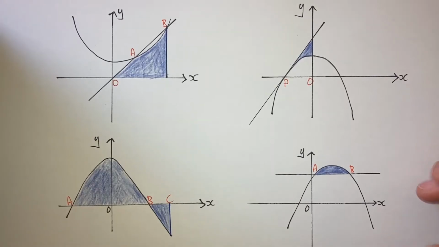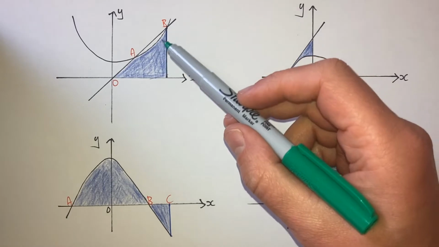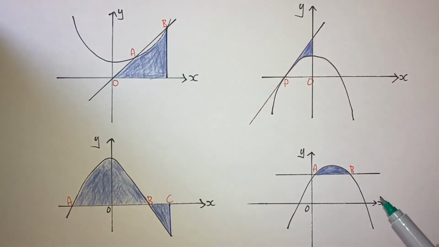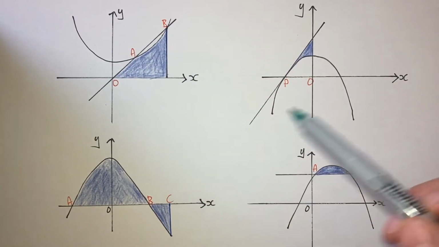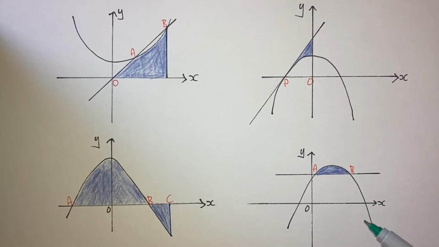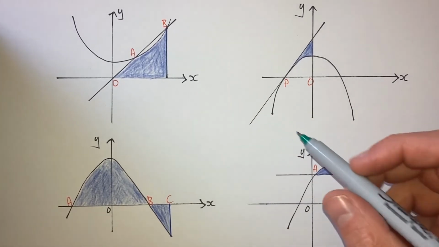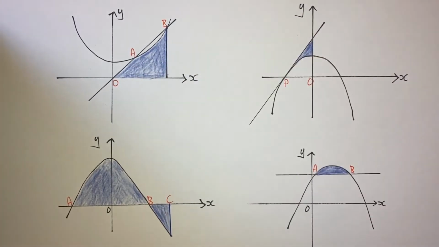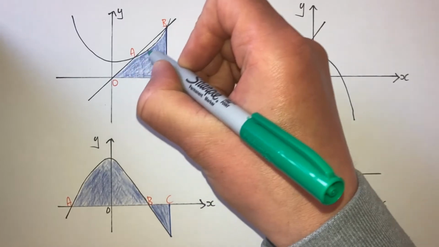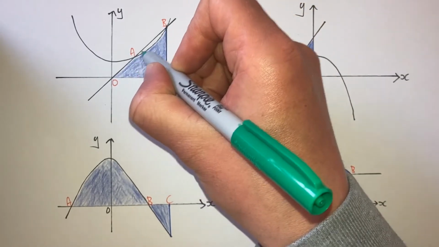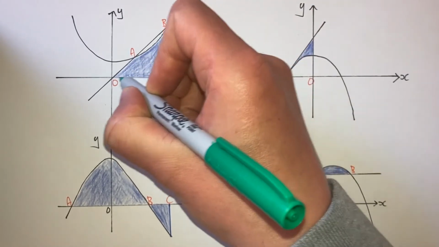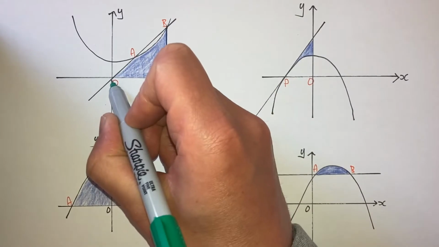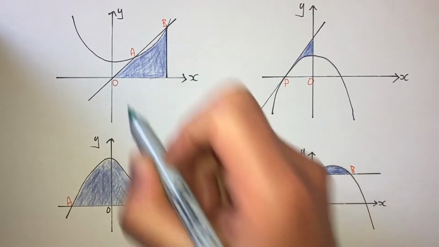Definite integration can be used to work out the area under a curve or a line. Here are 4 different diagrams that I've chosen from exam papers to illustrate different types of areas that we need to calculate. In this first one, we can see we've got an area under a curve between the points A and B, and the area under a straight line between the point 0, the origin, and A.